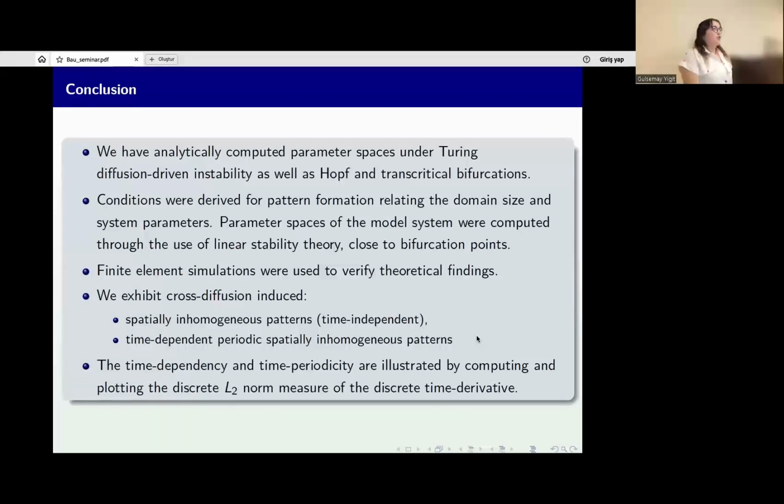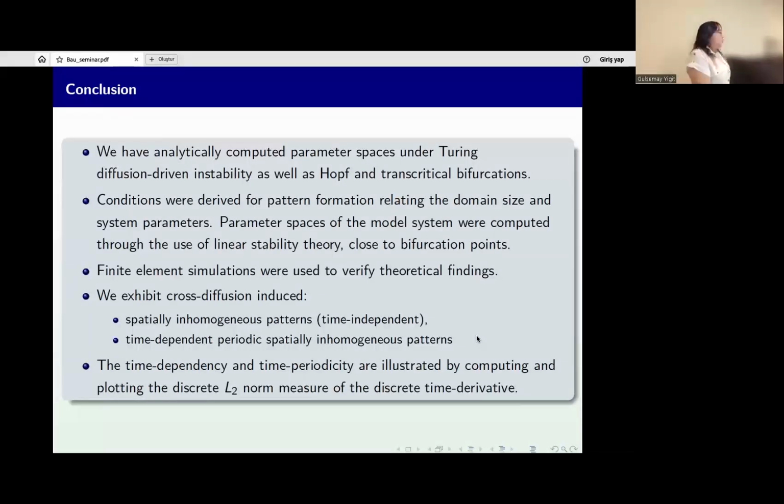And I showed you the Turing diffusion instability regions, as well as Hopf and transcritical types of bifurcation regions. And we have some nice conditions derived for the pattern formation. It gives us a relationship between the domain size, how large or how small the domain size should be, depending on the system parameters. And we do our finite element methods using small perturbations around the uniform steady state.